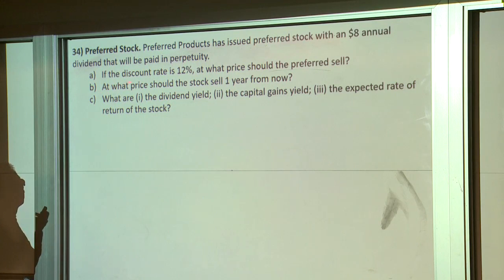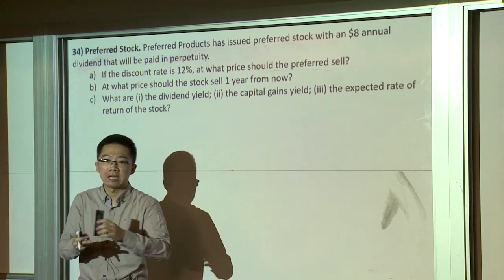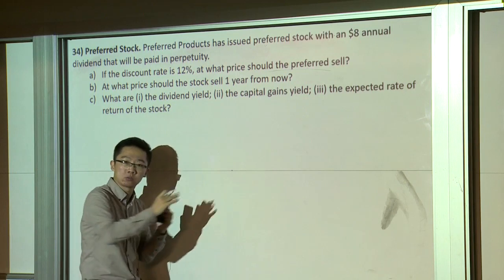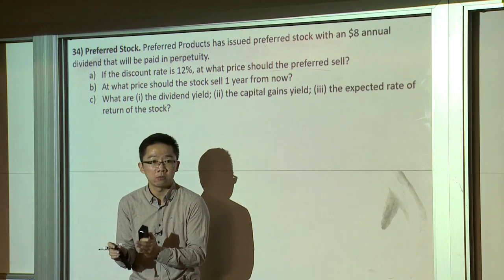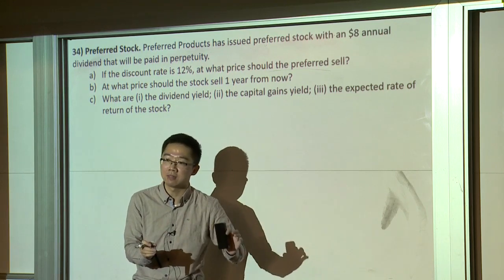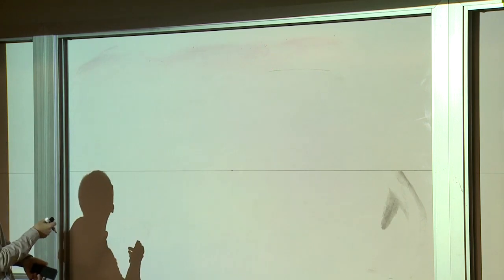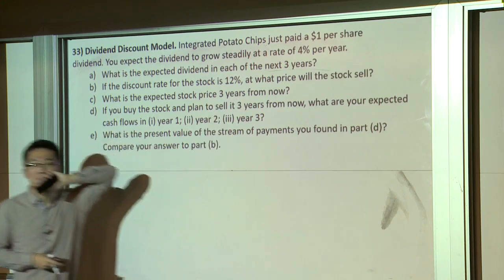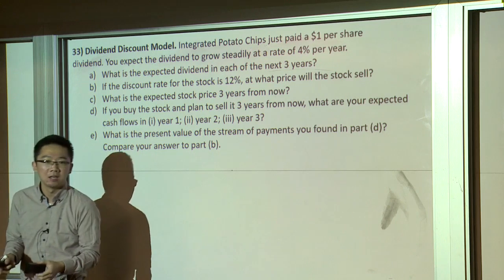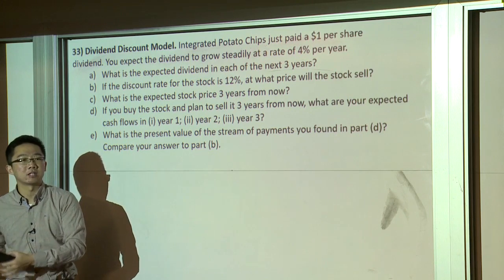Okay, at what price should the stock sell 3 years from now? Similar thing. We're going to calculate the price at t equal to 3. We're standing at the end of year 3, and we're going to look at our next dividend and divide it by R minus G.